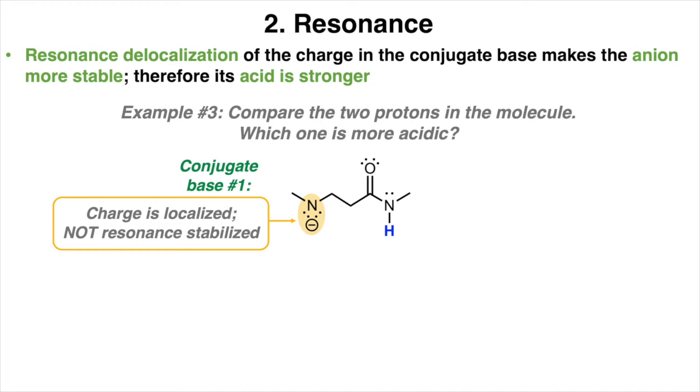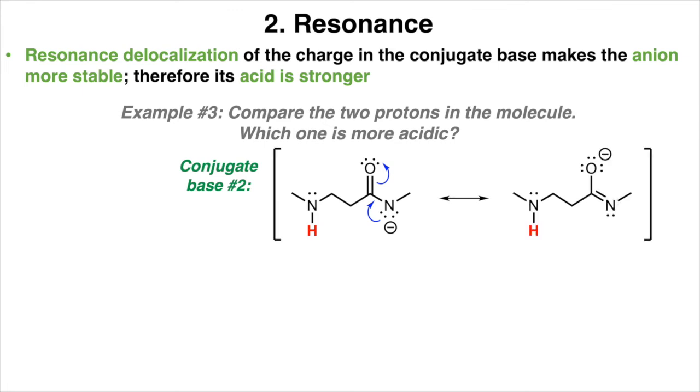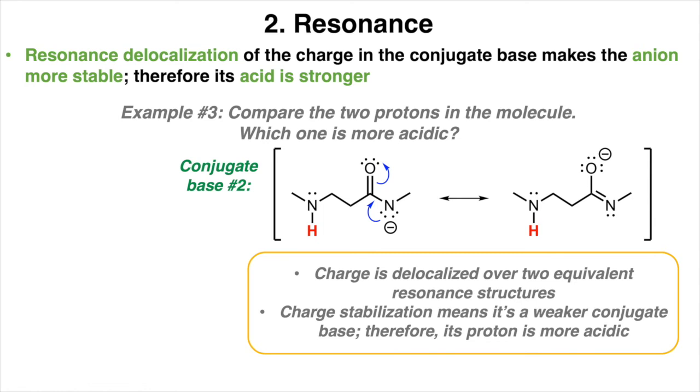Remember that for resonance to occur, you need at least 3 sp2 hybridized atoms in a row. Now let's look at the second conjugate base, where we only deprotonate the blue hydrogen atom. Notice that the nitrogen, carbon, and oxygen atoms all have unhybridized p orbitals in which pi electrons can flow into. One lone pair from the nitrogen atom can push to form a C=N double bond, and the C=O double bond can break to form a new lone pair of electrons on the O to form a second resonance contributor. Since the negative charge is delocalized over the two equivalent resonance structures, this makes this particular conjugate base much more stable, or a weaker conjugate base. Therefore, its corresponding acid is stronger.